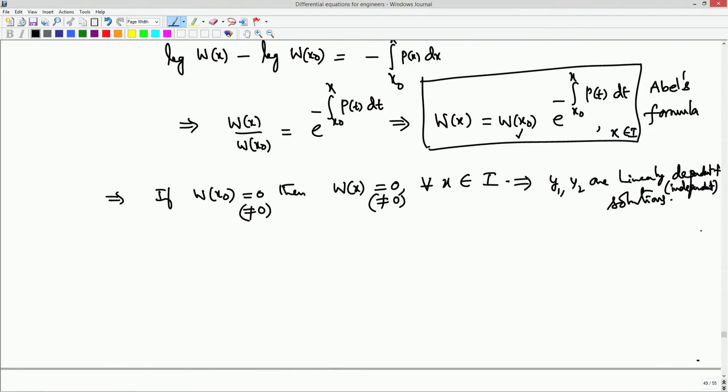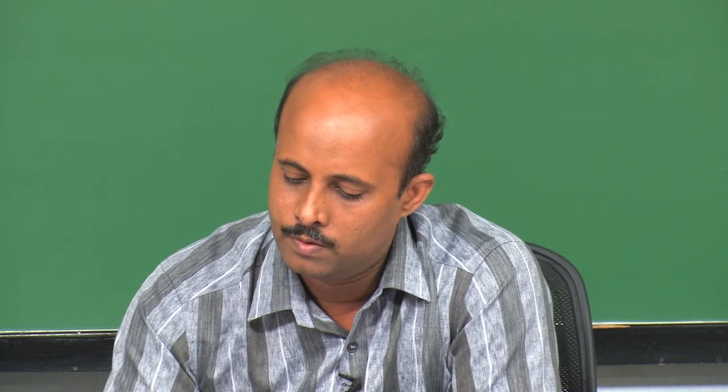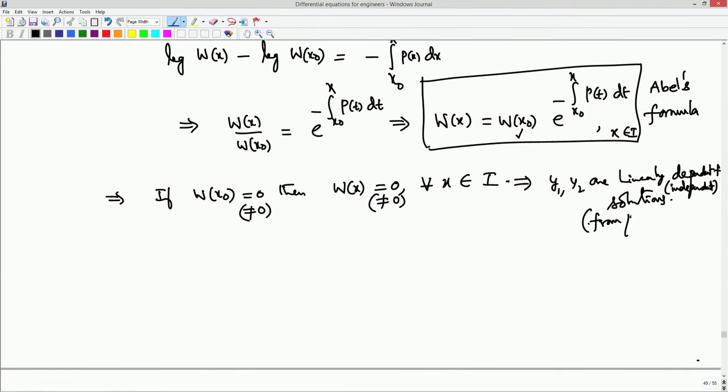Okay, so that is your property number 3. So I have shown property 3, that if the Wronskian is 0 at one point, that means Wronskian is 0 everywhere. Implies from property 2 that y1 and y2 solutions are linearly dependent. This is all you can conclude just by looking at Abel's formula.